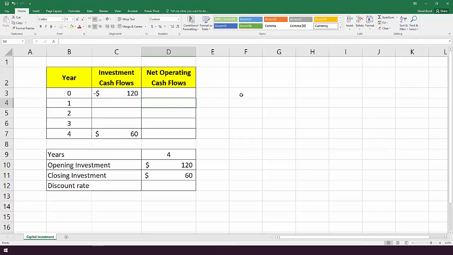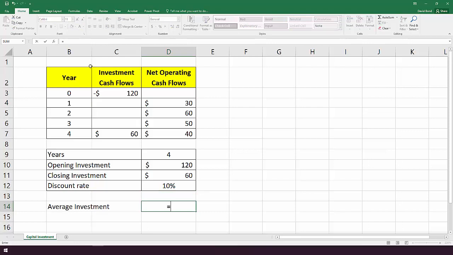The operating cash flows each year are 30, 60, 50, and 40. So this is all assumed information. So after doing all the work and various costs involved and payments to people and money earned, they end up with 30 million or 30,000 in year 1, 60 in year 2, 50 in year 3, and 40 in year 4. The other piece of information we have is a discount rate of 10%. Not relevant here, but will be relevant later on. The average investment is just the average of the opening and closing. So we've got 90,000.